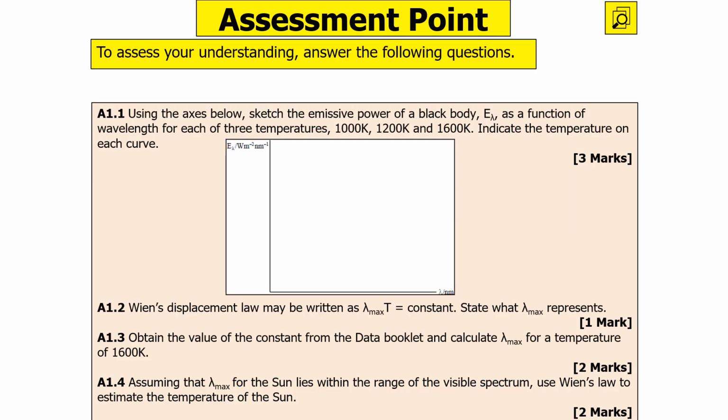The next question says, using the axis below, sketch the emissive power of a black body as a function of the wavelength for 3 temperatures, 1000 Kelvin, 1200 Kelvin and 1600 Kelvin. Indicate the temperatures on each curve.